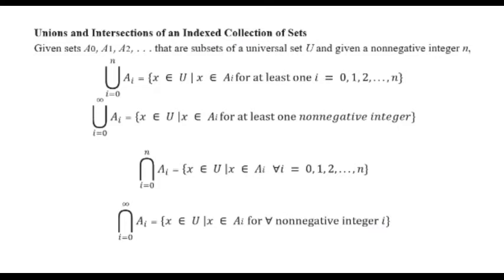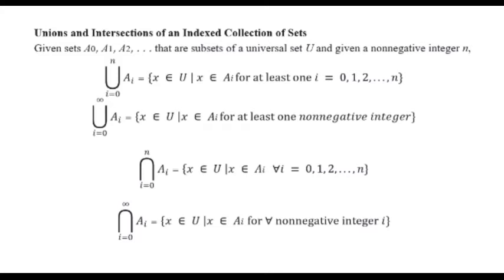Okay, so it's time to introduce a few symbols and a few notations regarding the unions and intersections of a collection of sets. Let's assume that we have a collection of indexed sets like this, A0, A1, A2, and so on and so forth, that are subsets of a universal set U. And let's assume that we have a non-negative integer like n.